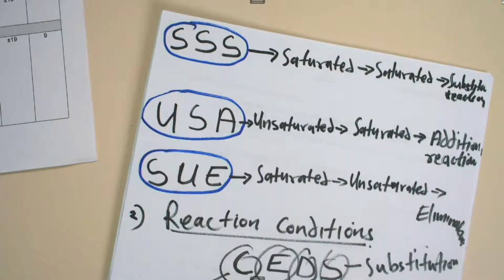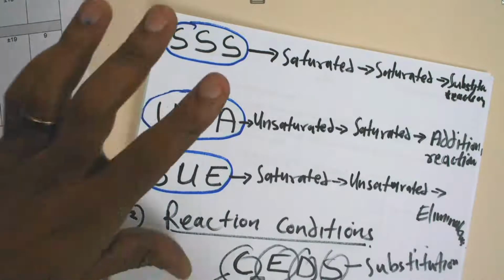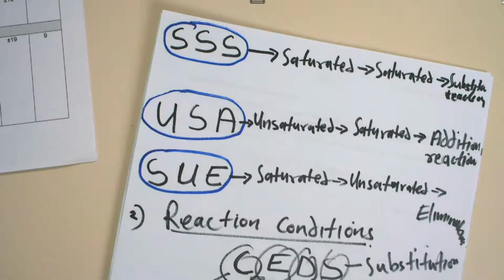So the key idea here is, first things first, let's identify the types of reactions we have. Is it substitution? Is it addition? Is it elimination? Once that is done, everything becomes easy for us to identify.